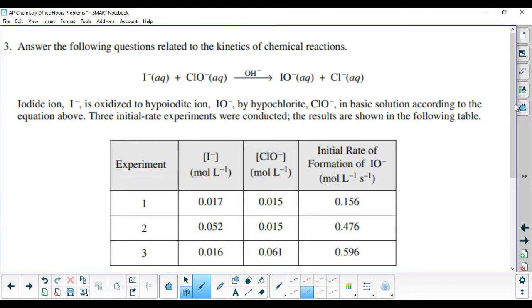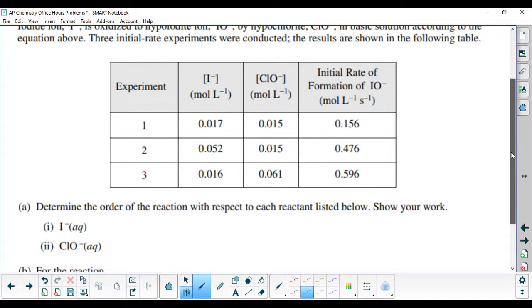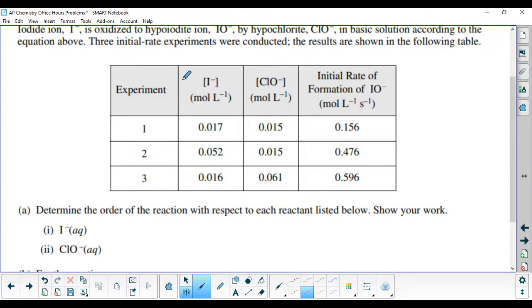So this problem asks you about your order of reaction. You're doing rate laws here and figuring out whether each is first order, second order, or zero order. This is the method of initial rates. They set up the experiment with a known concentration of iodine and ClO minus in a container. They mix them together, and at the instant they mix them, they figure out the rate of the chemical reaction, how fast it's occurring, and record that rate here.